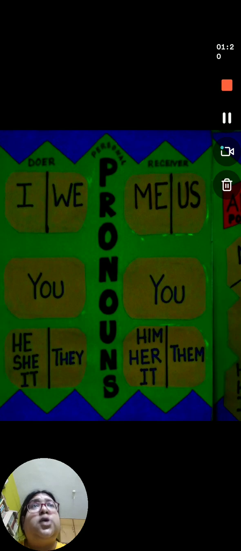Now, what is a doer? A doer is someone who is doing something, and a receiver is someone who is receiving something. Let's begin with first person singular. First person singular is I. I will give you the bunch of keys. In this particular sentence, we can see that I is performing the action of giving the bunch of keys to you. So therefore, I is the doer.